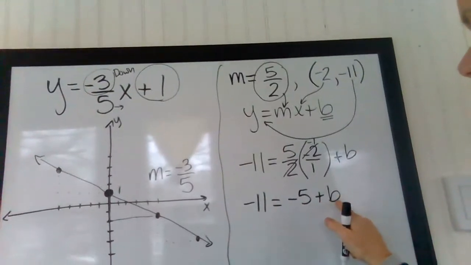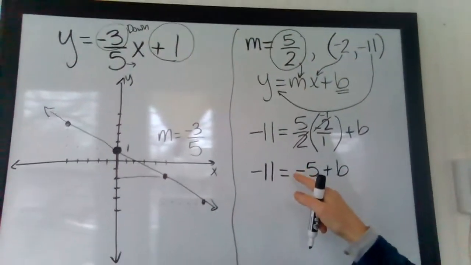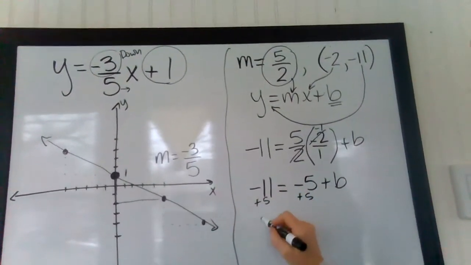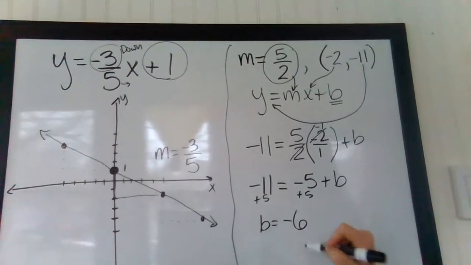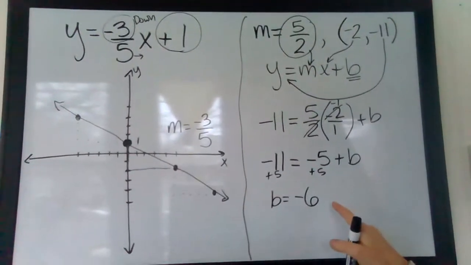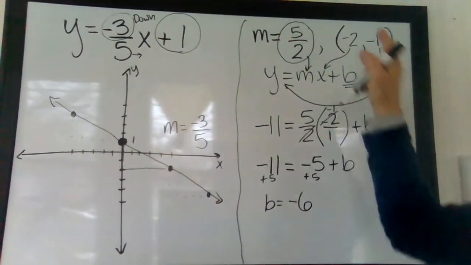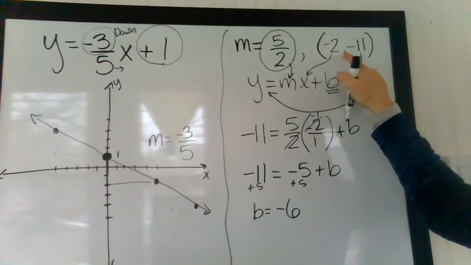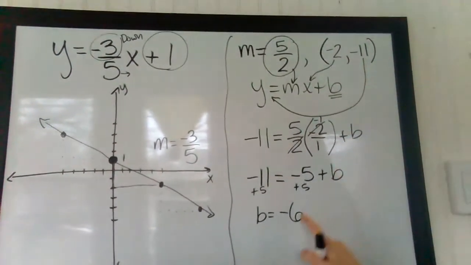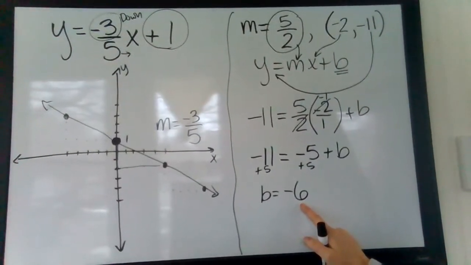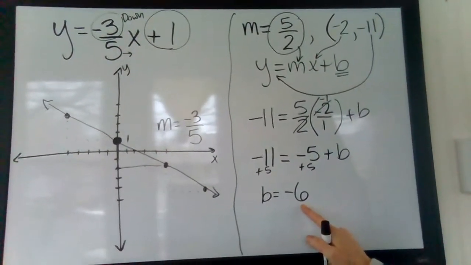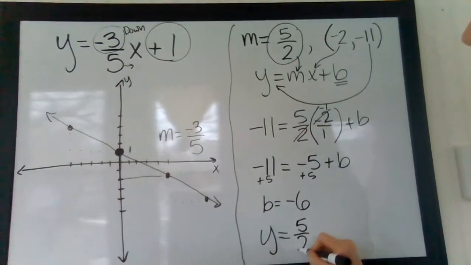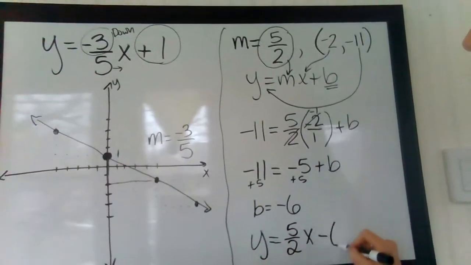So negative 5 plus b equals negative 11, right? So plus 5 to both sides. So b here equals negative 6, right? So this tells me that this line with a slope of 5/2 and running through this point, negative 2, negative 11, has a y-intercept of negative 6. So my final step is to write the equation. y equals 5/2 x minus 6.